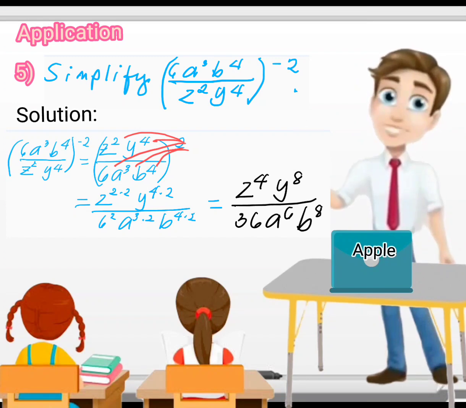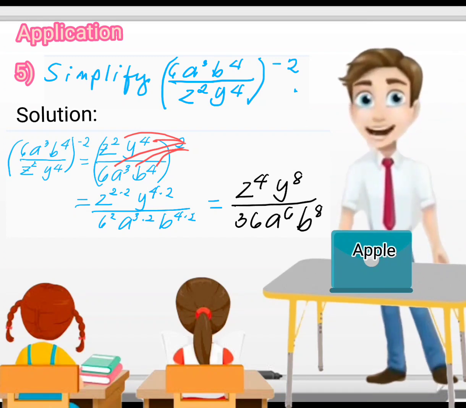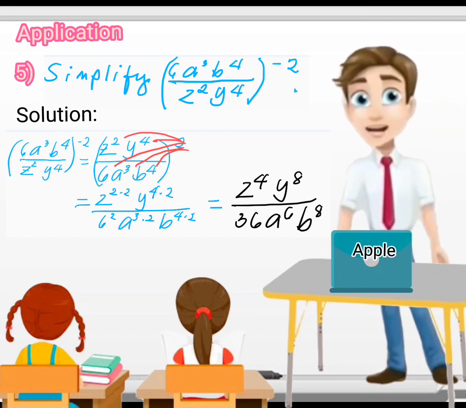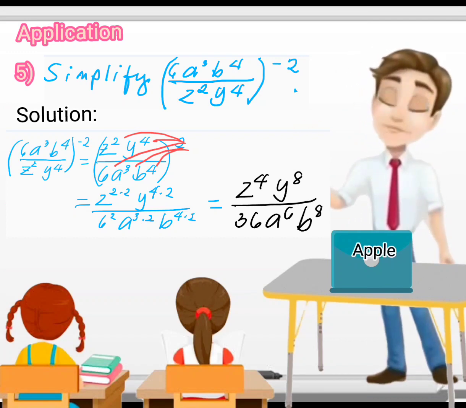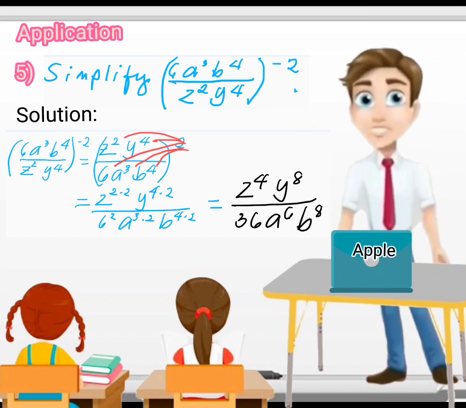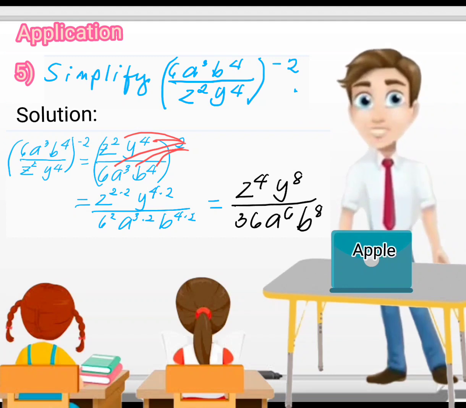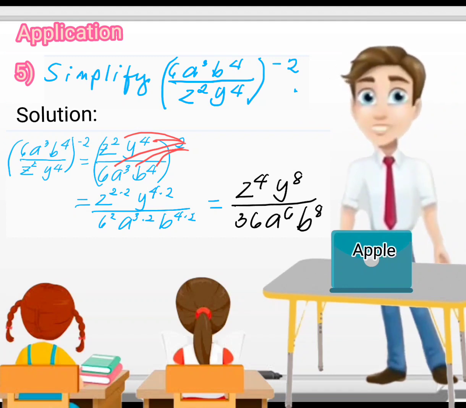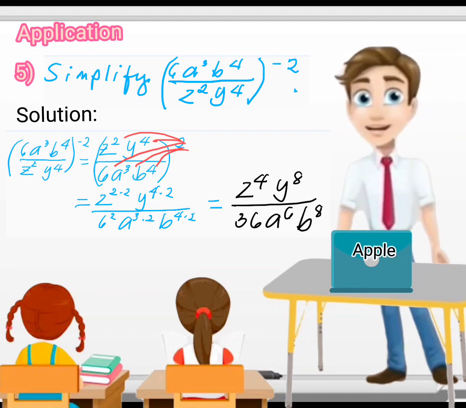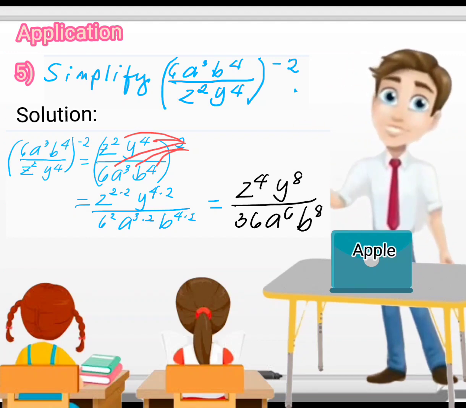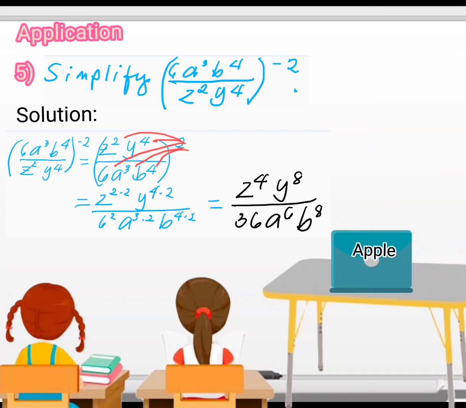So finally, extracting the square of 6 squared, so it will become 36. So therefore, the final answer will be z raised to 4, y raised to 8, all over by 36, a raised to 6, b raised to 8. And that is our final answer. Did you get it, my dear student? Yes, sir. Yes, sir.